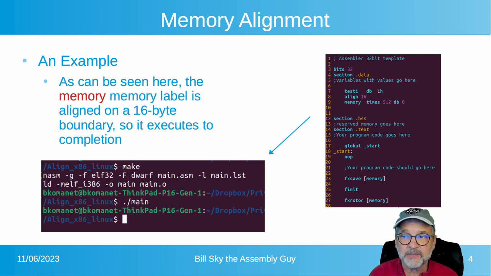So if you can see up above in the section .data, I have a 1-byte variable or label called test1, and right underneath that I say align 16. Then I create a label, a very bad name here, called memory, and I say define byte with a value of 0, 512 times, because the FXSAVE statement requires 512 bytes to store everything in the floating point unit. And when I do the FXSAVE down on line 23, and I specify the dereferenced memory location called memory, it does it just fine.